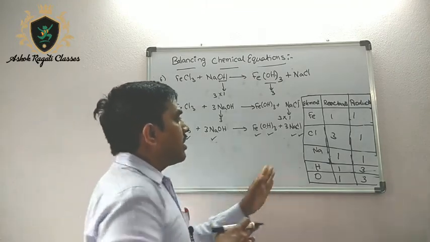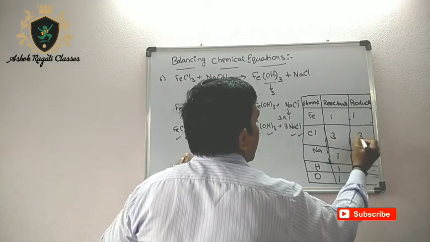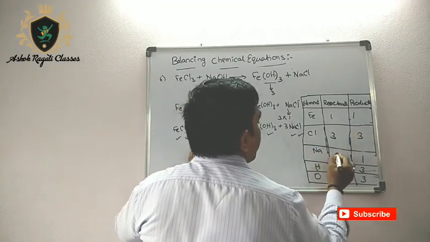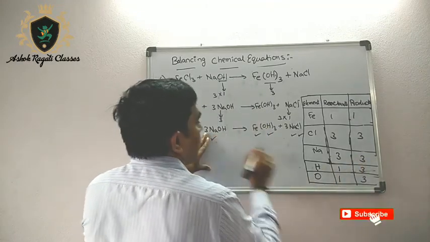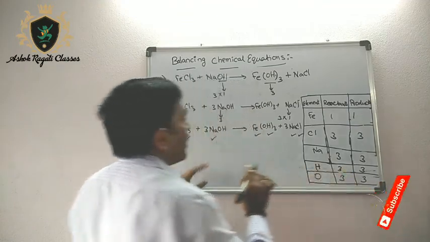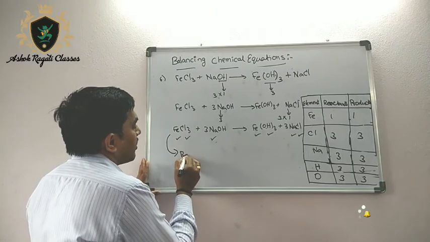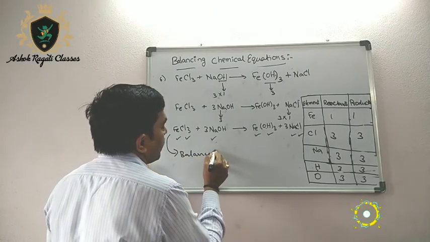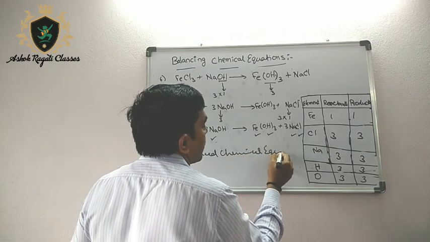So now according to this, you check this. How many are there? Chlorines are 3, sodiums are 3, and oxygens are 3, I think. In this way, you have to balance. This is a balanced chemical equation.